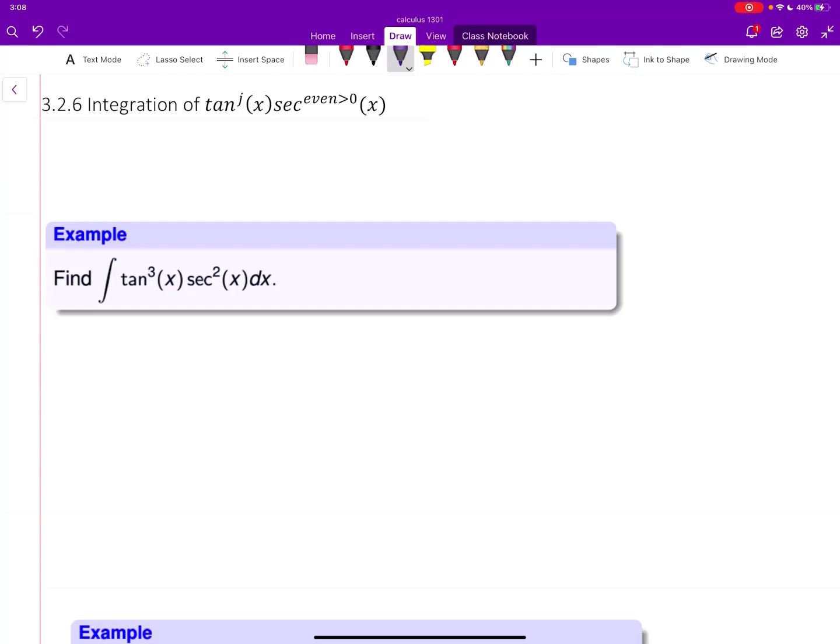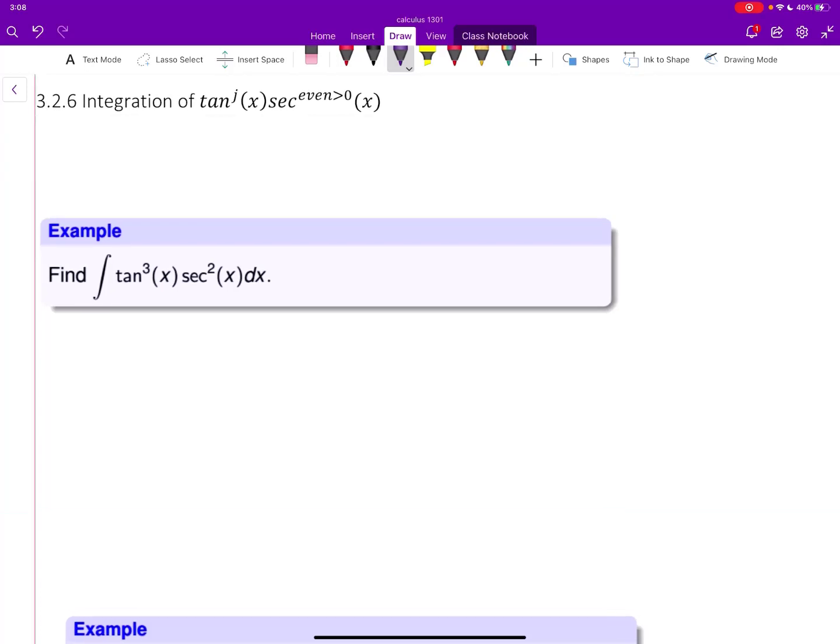Hello everyone. In this video, we will learn the technique to integrate any functions of the form tan to the power any number times secant to the power an even number which is not zero. So 2, 4, 6, and so on. Okay. So, for example, the first thing that happens here is integral of secant squared. The power of tan can be 0, and then secant squared.